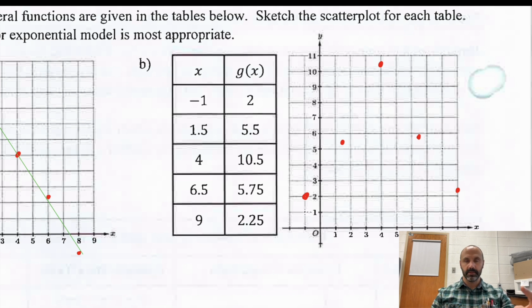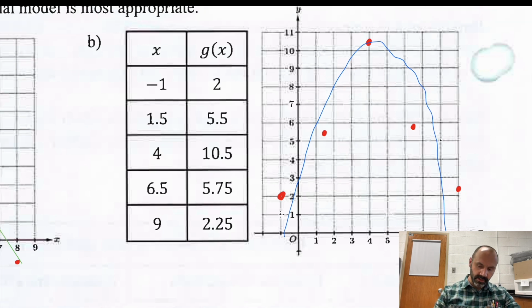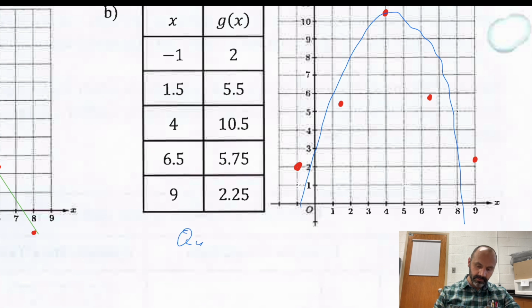B, it goes up and then comes down. That's not linear. It's not exponential, right? Exponential just goes up or just goes down. And so this is going to be quadratic. I don't have an automatic quadratic drawing tool, but it'll be something like this, kind of going through the middle of all those points. I can try that again. That's messy. Anyway, you get the idea. It doesn't have to be perfect, you just have to be able to identify it as quadratic.